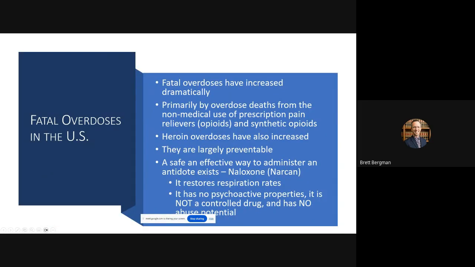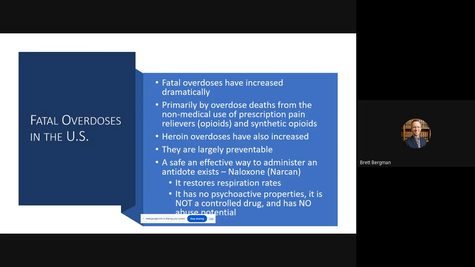So I think a lot of what we're seeing around us is a big wake-up call to us in ski resorts. We have seen a huge increase in fatal overdoses. This is primarily from non-medically indicated use or abuse of prescription pain medications. We are seeing overdoses in heroin and fentanyl, and it's largely preventable. And we do now have a very safe remedy and antidote to opioids, which is Narcan.